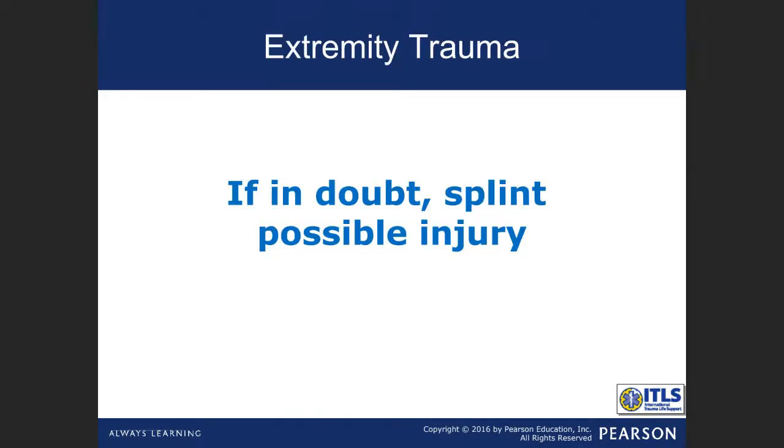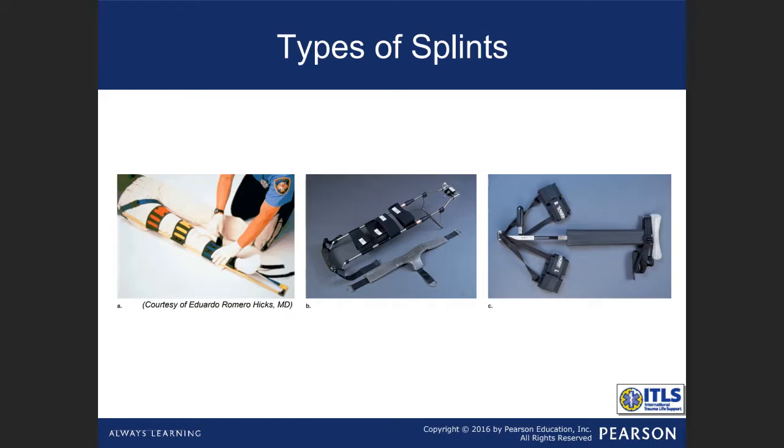Now, extremity trauma: if in doubt, splint possible injury. Types of splint. You have your traction splints, and you have different types of traction splints. You have a Sager and a heel traction splint. The preferred is the Sager traction splint, and the indication for a traction splint is a mid-shaft isolated femur fracture. So it's a femoral shaft fracture with no other complications.